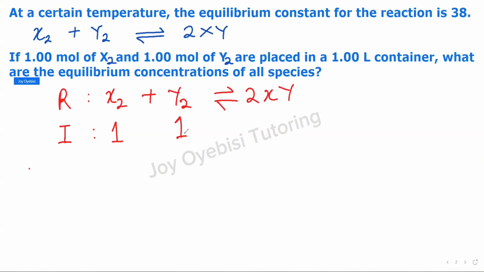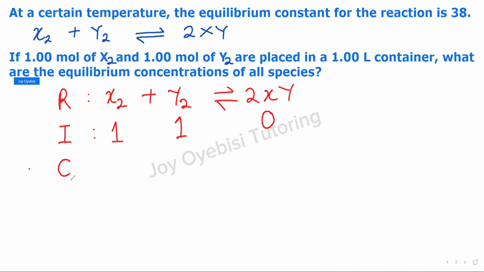Now, initially, this was not present. I need you to understand this. It says if 1 mole of X2 and 1 mole of Y2 are placed in the container. So that's the initial procedure of adding them together. So the product was not formed at that point. So that means this is going to be 0. It's nothing, like it wasn't there at all at that point.